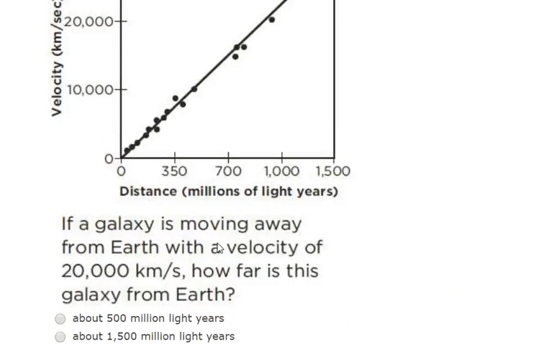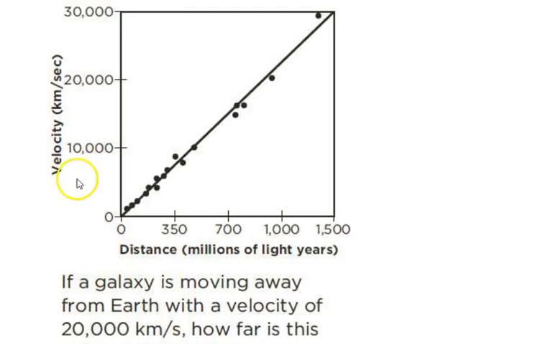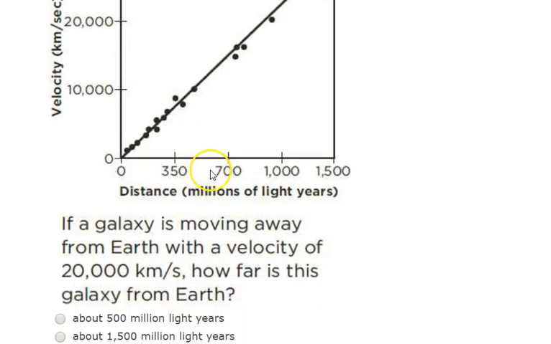So on this graph up here, you have to figure out where the velocity of 20,000 matches up with on this line. And wherever it matches up with on the line, if you cross-sect it, it'll tell you the distance it is from Earth. So example, a velocity of 10,000 shows that the distance from Earth is probably about 500 million light years. So figure out where 20,000 is and figure out where that matches up for distance in millions of light years.